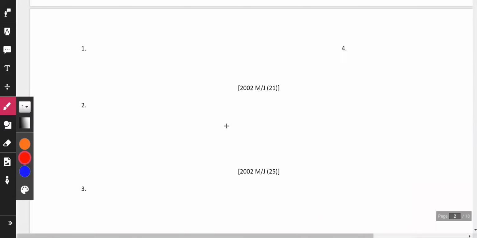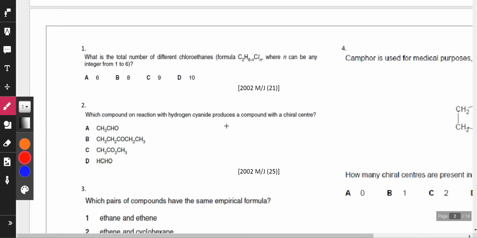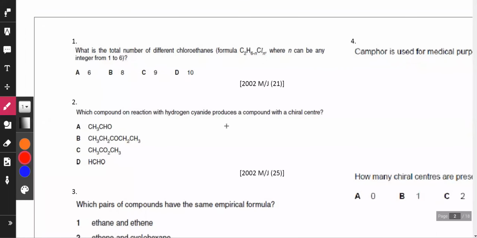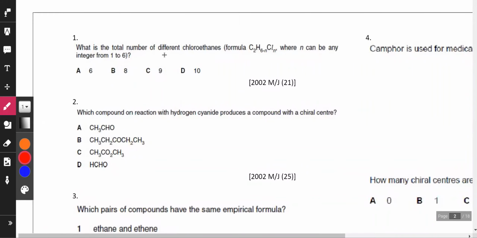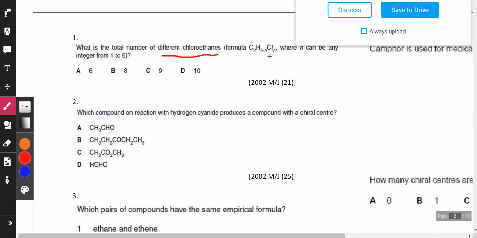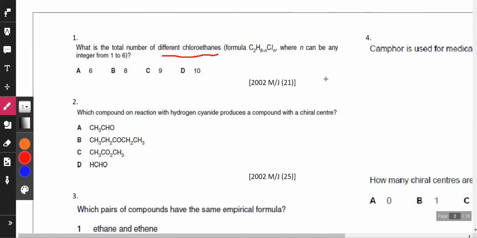As I remember, organic chemistry questions would be the most time-consuming questions. Starting with the first one, what is the total number of different chloroethanes with the formula C2H6-n Cln, where n can be any integer from 1 to 2. It wasn't this one. Did you not share it? No, I haven't shared this one. No, I think I've shared this one. No, sir. No, okay, I'll share. I was supposed to share this one then.